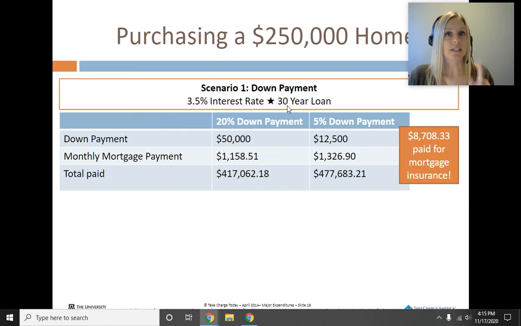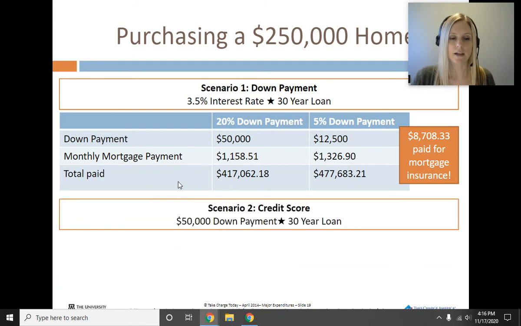30-year loan is not ideal, just saying. If you were only able to put 5% down as a down payment for that house, which is $12,500, still sounds like a lot of money. Your monthly payment is going to be higher. It's now going to be $1,300, and over the course of the loan, you're going to pay even more, $477,000. You are going to pay also $8,700 in mortgage insurance because you're not able to pay that 20%.